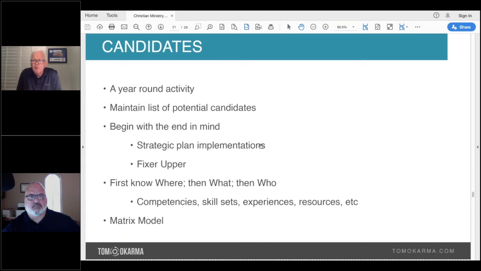Don't just look for individuals. Find people with the competencies, the skill sets, the experiences that'll help you move the ball forward. Not just, well, so-and-so's a nice person, or they're a lot of fun, or they give a lot of money, or they're always volunteering, they make a great board member. Well, not necessarily. They might make a good donor, they might make a good volunteer, but that doesn't mean they're a good board member. And the matrix model, that's the chart I showed earlier with all the boxes of board members and candidates and the skill sets.